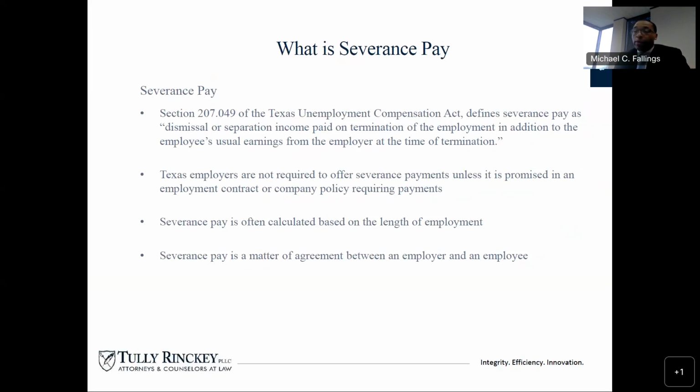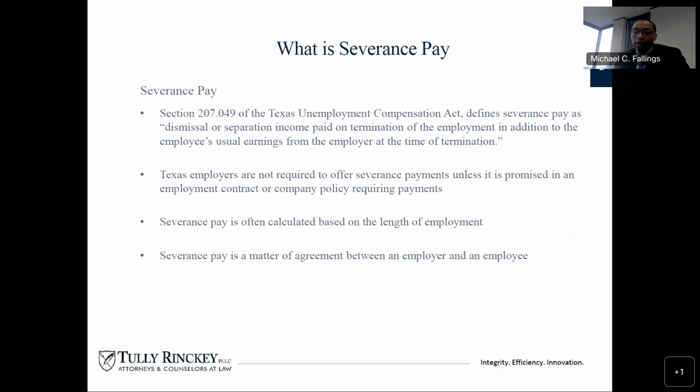Texas employers are not required to offer severance pay. There's not a Texas law that requires Texas employers to offer severance pay. However, if the employer promises severance in a policy, a company policy, or in the employment contract with the employee, then it must be paid.